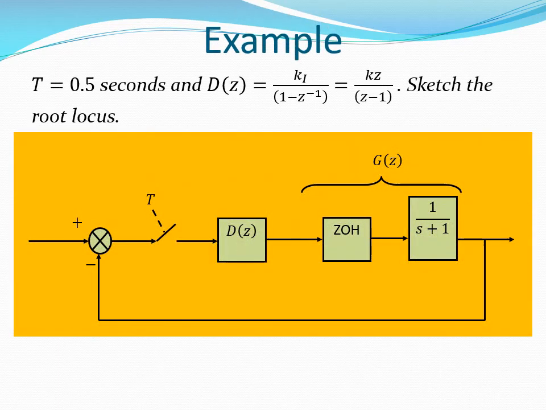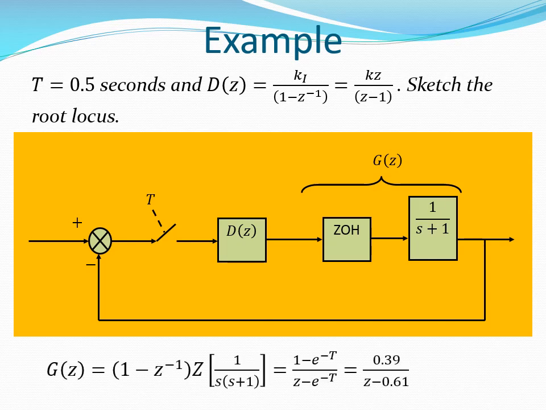Let's illustrate the construction of a root locus using an example. We wish to implement a controller of the form Kz over z minus 1 in the system shown. K is a variable parameter in the controller. As a design aid, we want to investigate the trajectory followed by poles when K is varied.